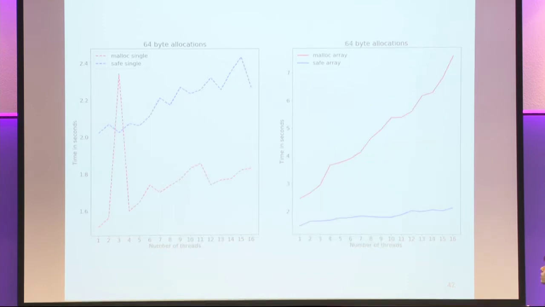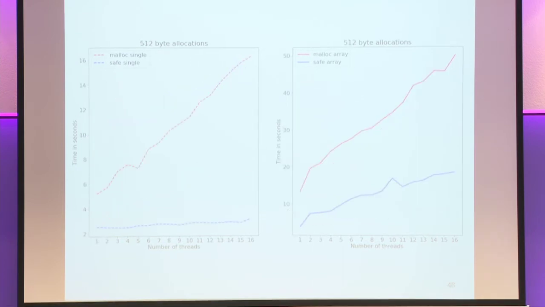For 64 bytes, however, the situation changes a bit. Again, for single object allocations, we are outperformed by malloc, but the results are still pretty close. But if we're talking about array allocations, we can see that not only do we significantly outperform it, but we scale even better. For 512 bytes, the outcome is clear. We outperform malloc in both situations, and of course, we scale much better.